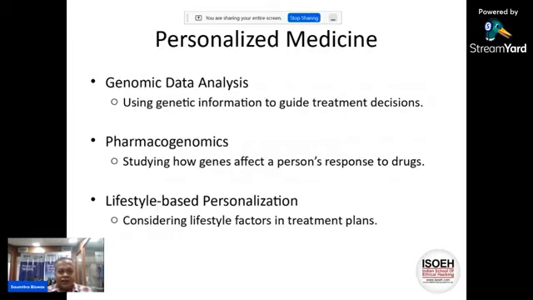Next up is personalized medicine. It excites me so much that I'm talking more and more about it. Genomic data analysis. What I've said just for this, every medicine should be tailored according to the genetic sequence of the patient. Okay. It cannot be, it is still in the research phase.